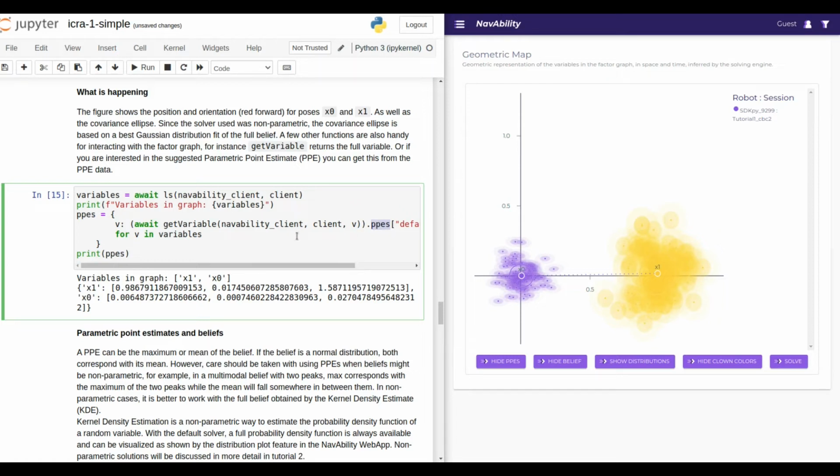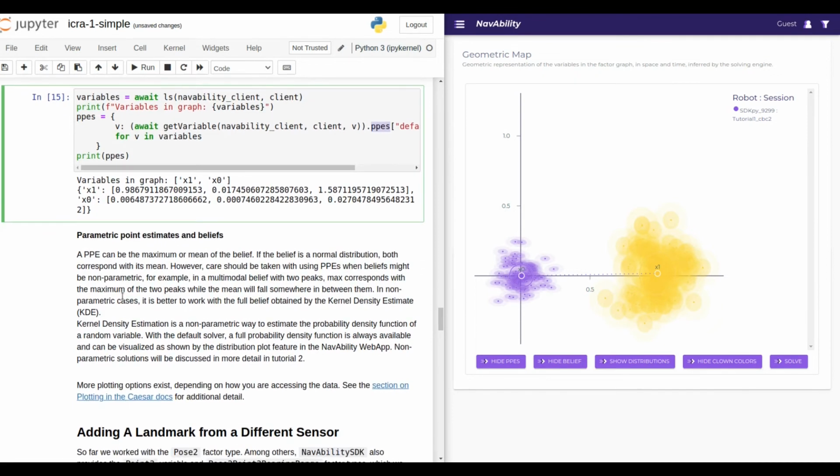What are parametric point estimates and beliefs? A PPE can be the maximum or mean of a belief. If the belief is a normal distribution, both correspond with its mean. However, care should be taken with using PPEs when beliefs might not be parametric. For example, in a multimodal belief with two peaks, max corresponds with the maximum of the two peaks, while the mean will fall somewhere in between them. In non-parametric cases, it is better to work with the full belief obtained by the kernel density estimate.